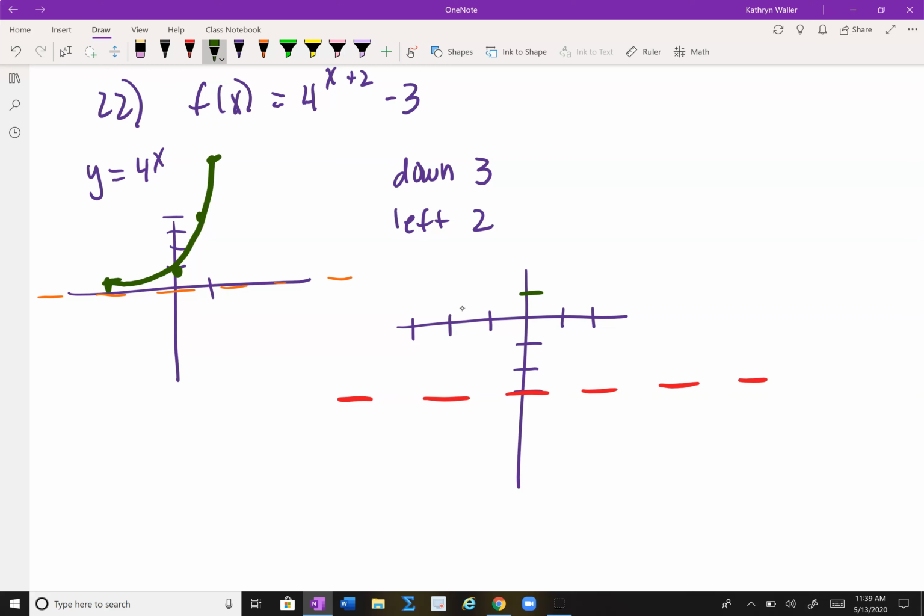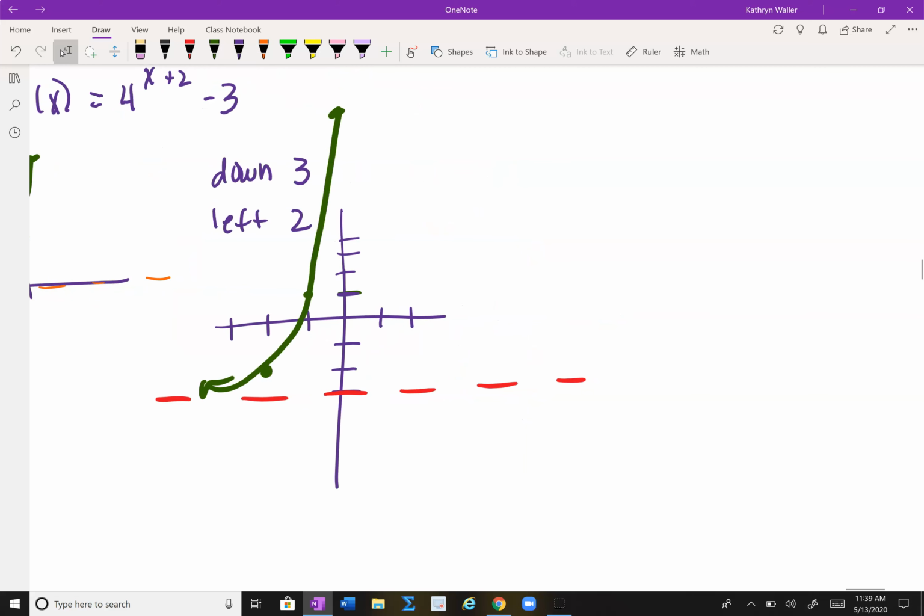Okay, so now I'm going to go to the point 0, 1, which is here. I'm going to go down 3, 1, 2, 3, left 2. So that's where that point is. This point is 1, 4, which is here. So I'm going to go down 3, 1, 2, 3, left 2, 1, 2, curve it in, done. Okay, and then I'm going to look at that graph and answer the questions.